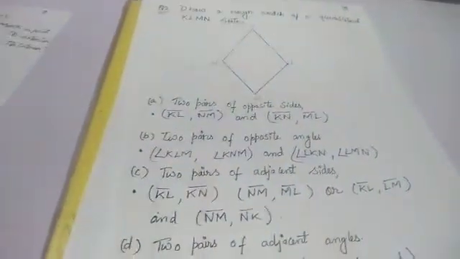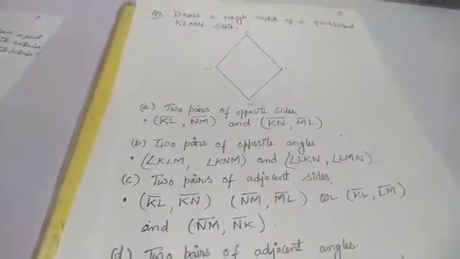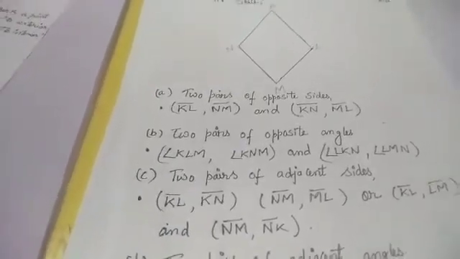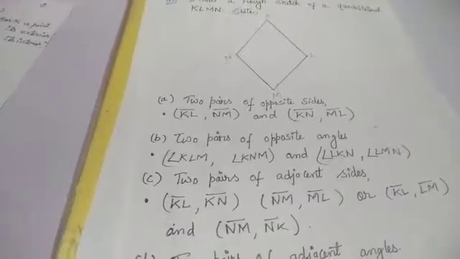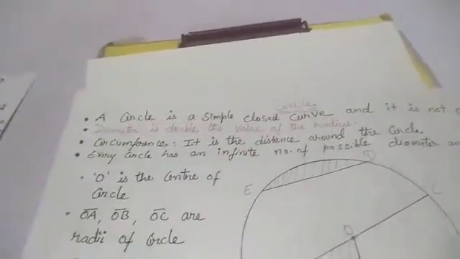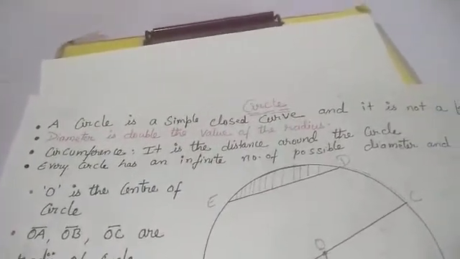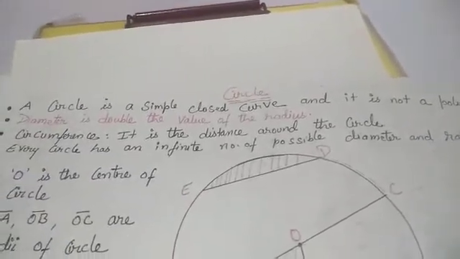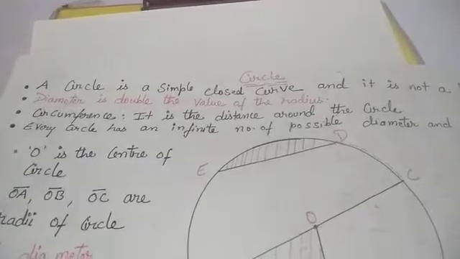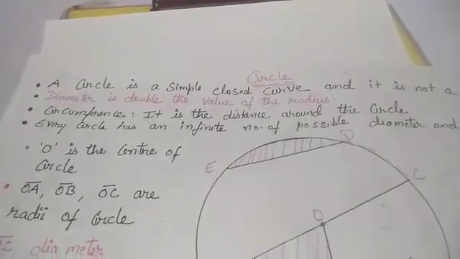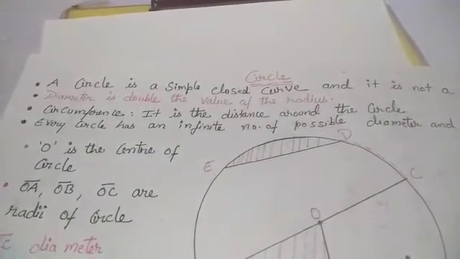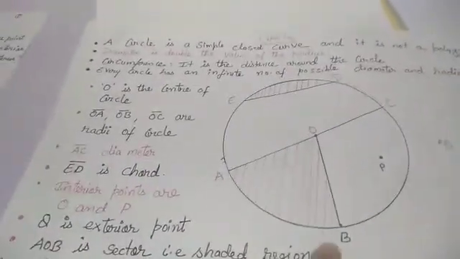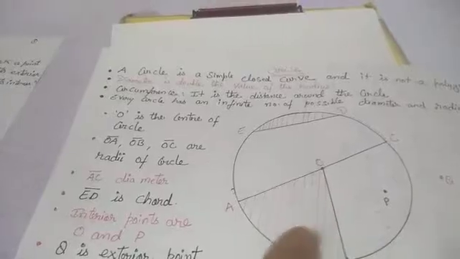Now we will discuss parts of circles which will help us to do our exercise 4.6. Here is a circle. What is a circle? A circle is a simple closed curve and it is not a polygon. A polygon is a closed figure made up of line segments, and you can see a circle is not made up of line segments, it is made up of an arc.